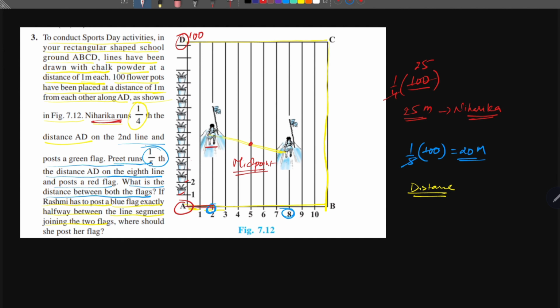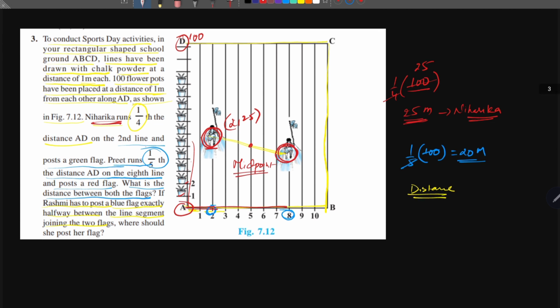She is traveling 2 units along the x-axis and 25 units along the y-axis. So the location of Niharika will be considered as x-axis 2 units and y-axis 25 units. Similarly, Preet traveled 8 units along the x-axis, so 8 comma, and along the y-axis he traveled 20 meters. So then 8 comma 20.